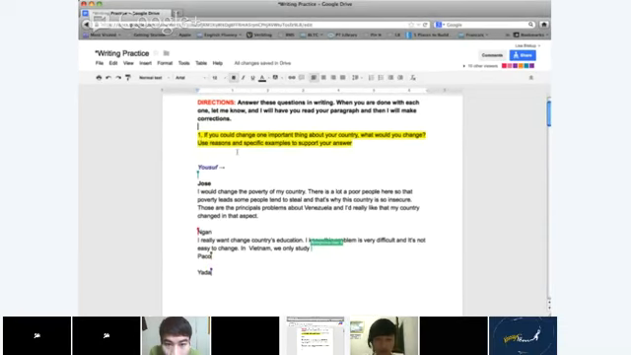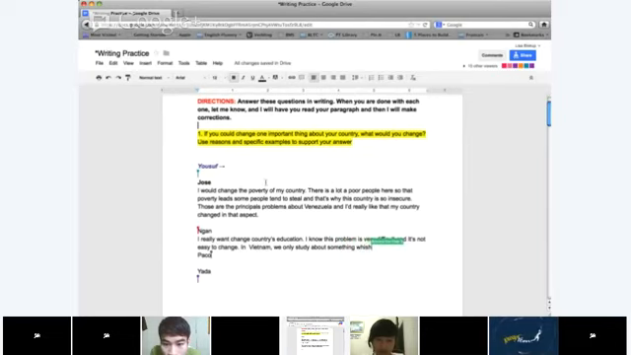It says, if you could change one important thing about your country, what would you change? Use reasons and specific examples to support your answer. So that's the first question. And you can put your name and then get started writing. And when you're done, just let me know.